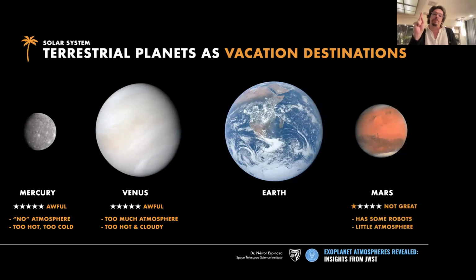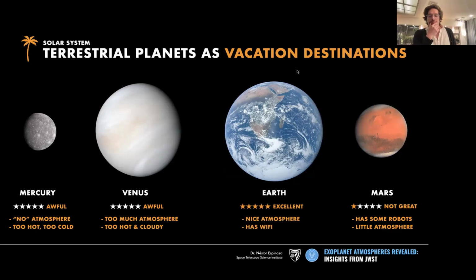Mars is great, I give it 1 star. And the reason I give it 1 star is because it has robots. And we all love robots. We've sent them there. The population of Mars is dominated by robots right now. The problem is that it has little atmosphere, so you will also very likely die if you go unarmed and unequipped, basically. So guess who gets 5 stars out of 5?